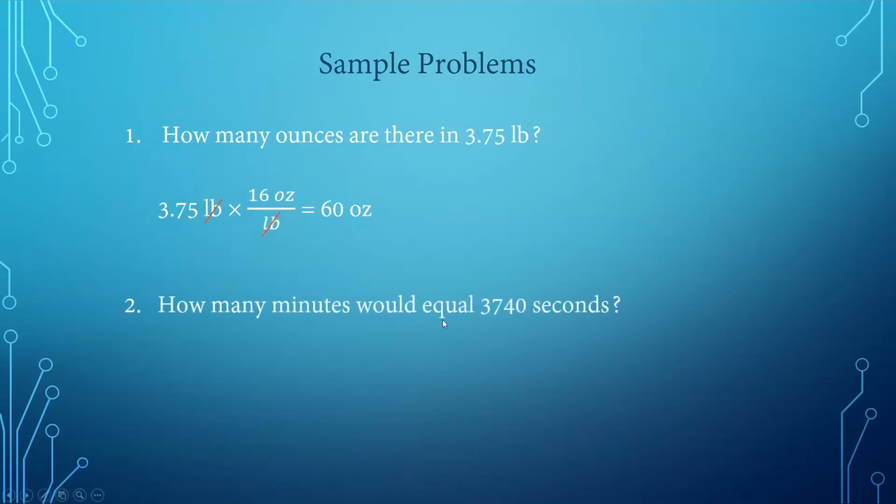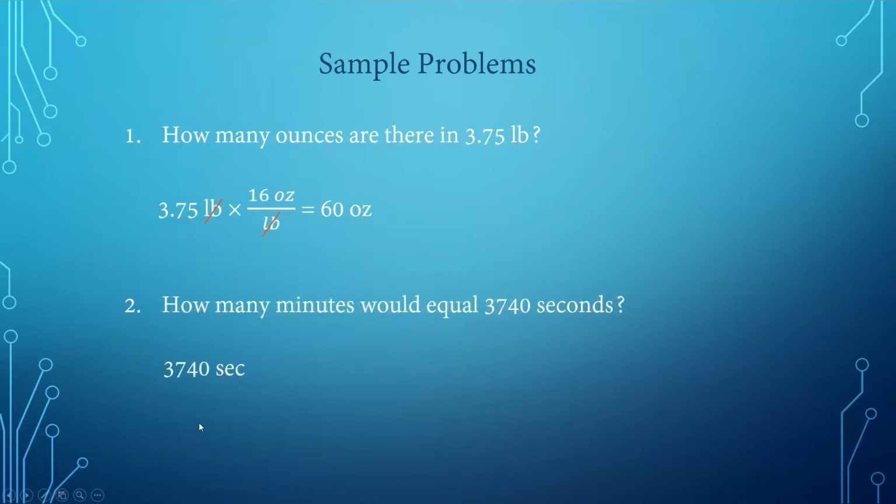Okay, how many minutes would equal 3,740 seconds? Our starting point, of course, would be the seconds. We need a conversion that relates minutes and seconds, and of course we all know that there's 60 seconds in 1 minute.